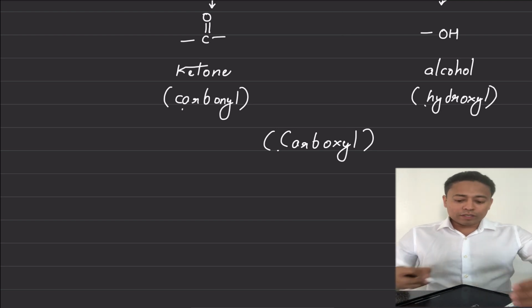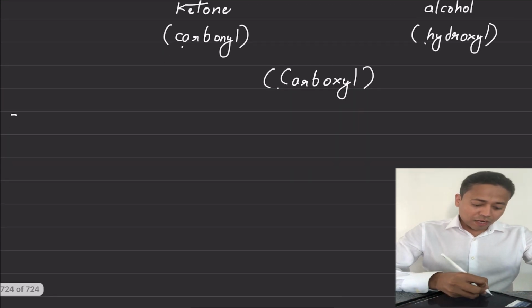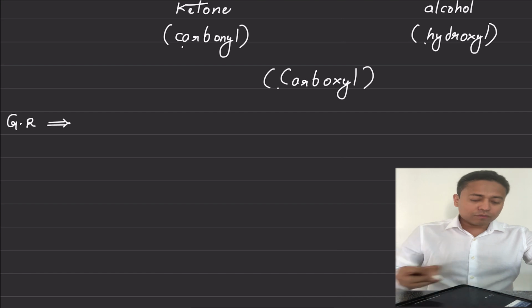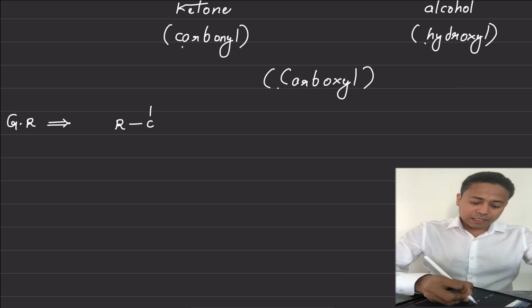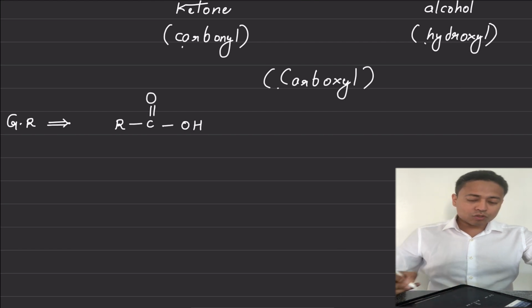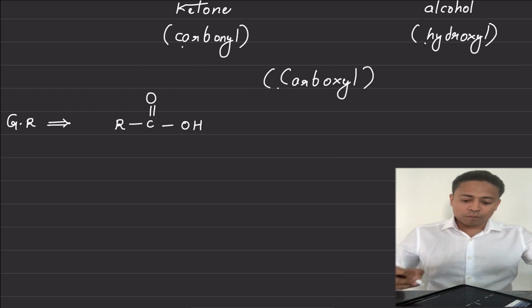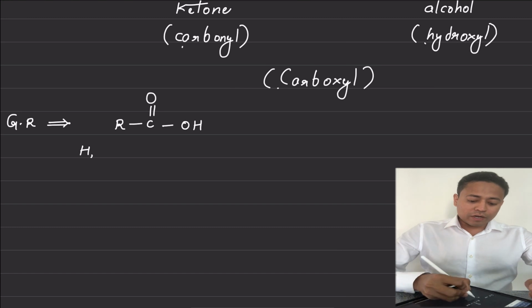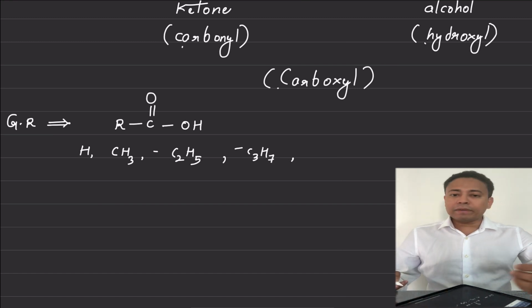Now going forward, we will start with the general representation of a carboxylic acid. In short form I would write GR, which stands for general representation, and I will write it as R C double bond O OH. So C double bond O OH is the functional group of carboxylic acid, and R is any group that can be hydrogen or any alkyl group that we know, such as methyl, ethyl, isopropyl, n-propyl and many other groups that you can have.